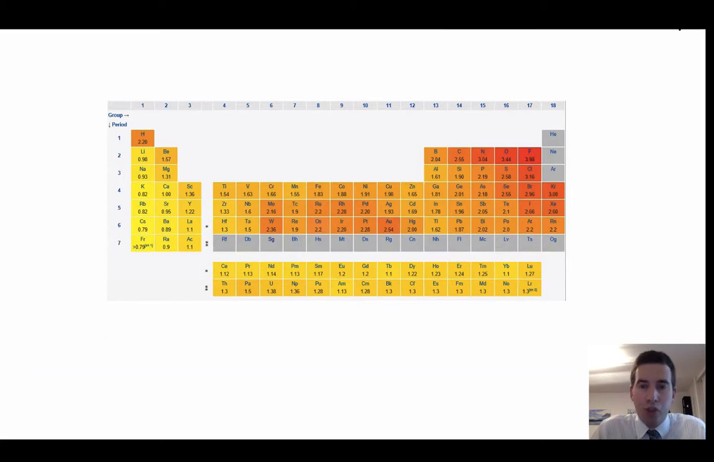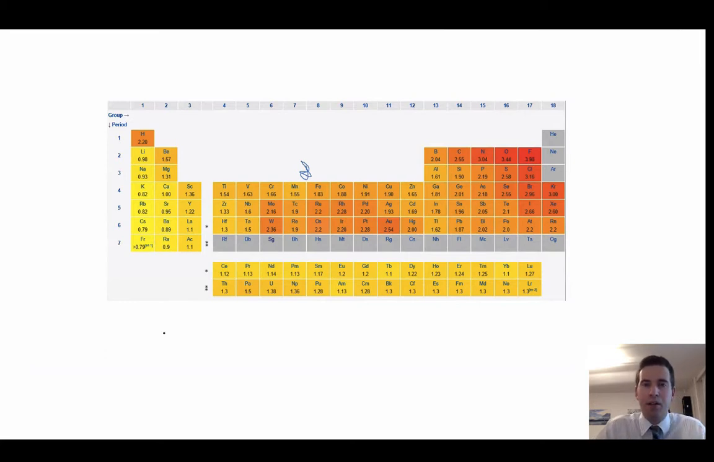So, general trends you need to know about. Now, the transition metals in the middle, they don't necessarily follow the trends you need to know about, so don't worry too much about those. But other than that, there are two distinct trends.